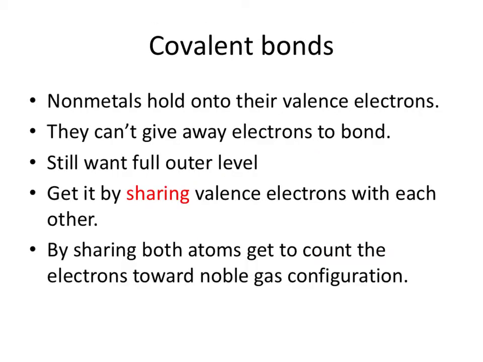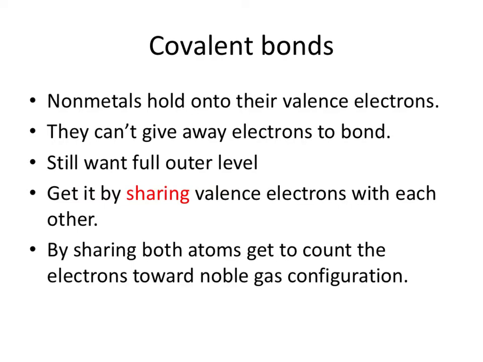Okay, now the rest of the time we're going to be talking about covalent bonds. Covalent bonds are bonds between typically nonmetals, and nonmetals like to hold on to their valence electrons. Remember, they need more. So they can't give the electrons away to bond, but they still want a full outer shell. So how do we get around this?